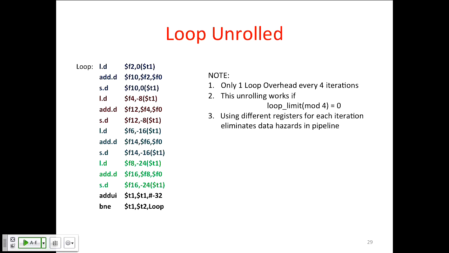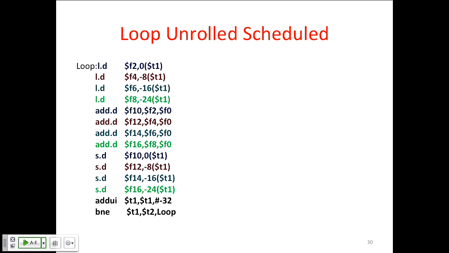Now, we can do even better than this by taking this code and changing the schedule of those instructions, so rearranging those instructions to make the code go faster. What we're going to do now is do the 4 loads at once, then do the 4 adds, then do the 4 stores, and then decrement and come back, right? So why would this make the scalar code go faster, the non-SIMD code? What's the advantage of scheduling this code this way?